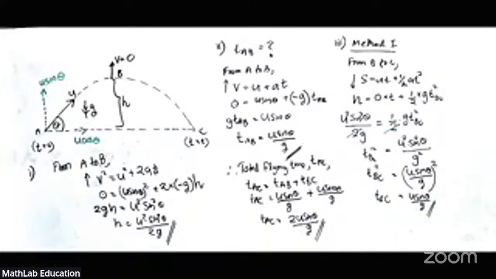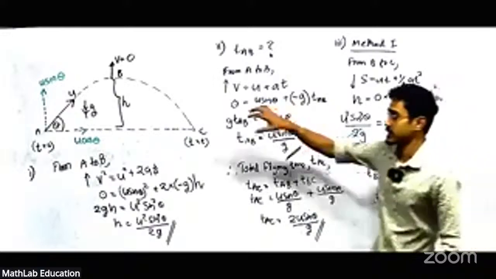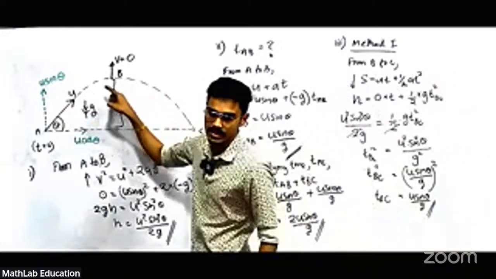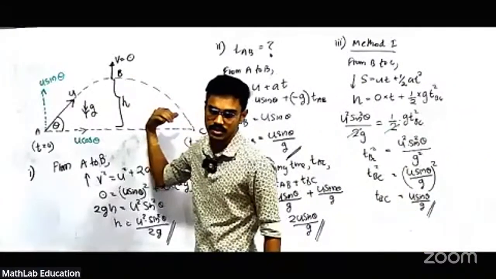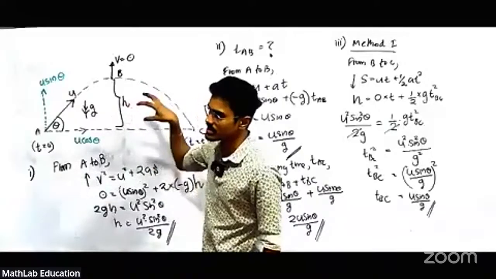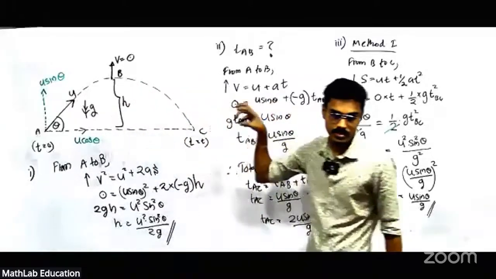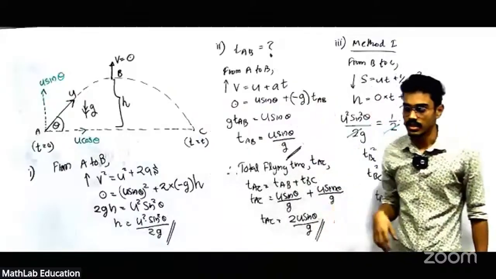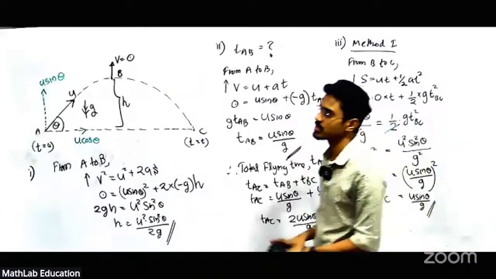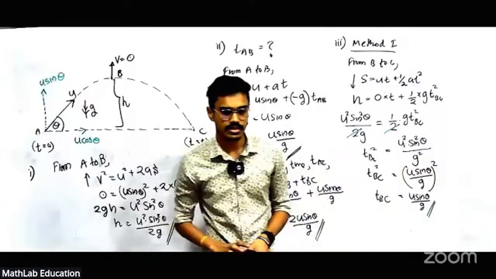First, take this down. From this, there is a learning that we can take out: the time taken for the first half of the motion is equal to the time taken for the second half of the motion. This only happens if the motion is symmetric. If there is an asymmetric motion of projection, that is definitely different.